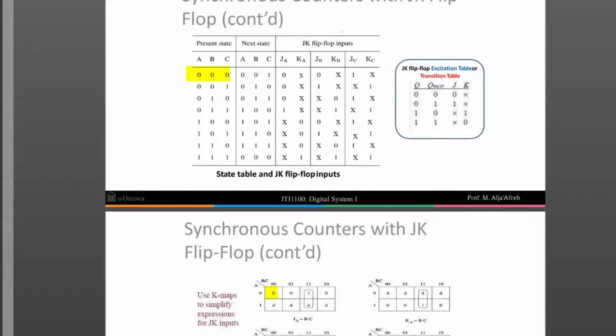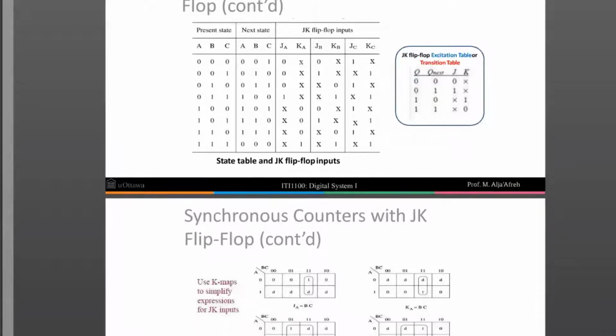So look at this. At 0, 0, 0, what was the value of JA? 0. At 0, 0, 1, what was the value of JA? Still 0. At 0, 1, 0, what was the value of JA? 0. At 0, 1, 1, what was the value of JA? It was 1. That's why I put 1 here. And then it's don't care. So how can I group them? Just vertically. So the J of A can be derived by taking BC.